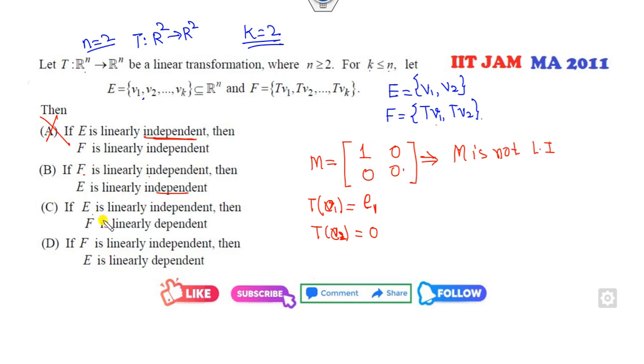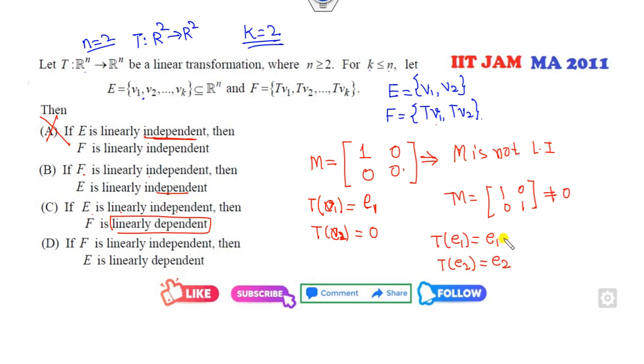This is the reverse. Here E is LI and this is LD. What is the meaning of LD? The determinant is 0. So I can choose one matrix here, and clearly the determinant is non-zero. That means if I choose T of E1 to be here, this is E2. Clearly E1 and E2 are LI, and this is also LI, but it is said dependent. Again this is dependent, so the only option B is the right answer.